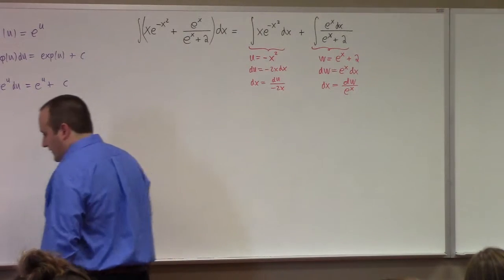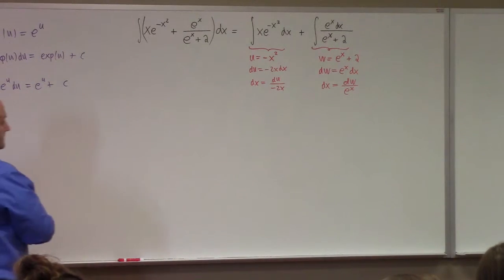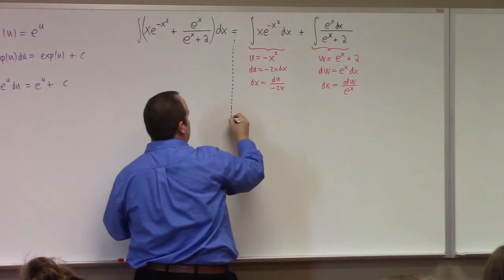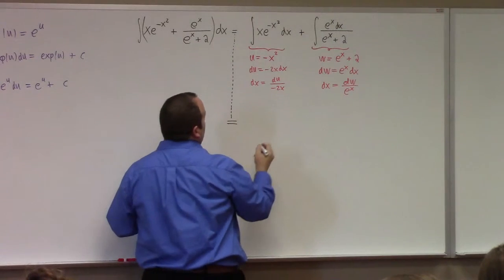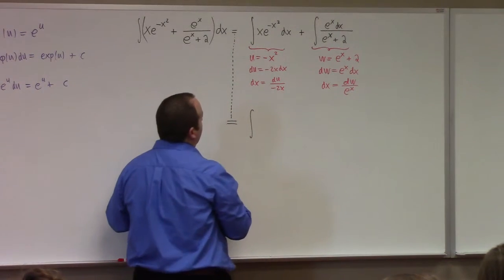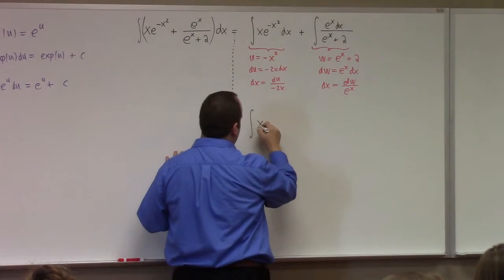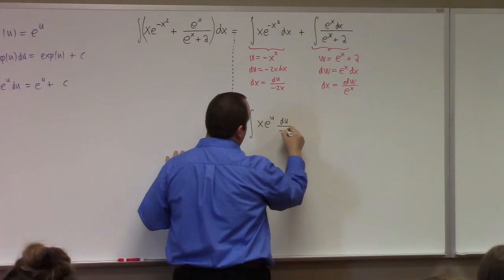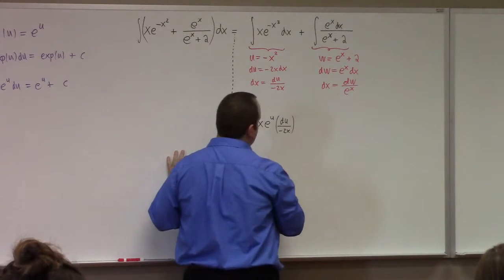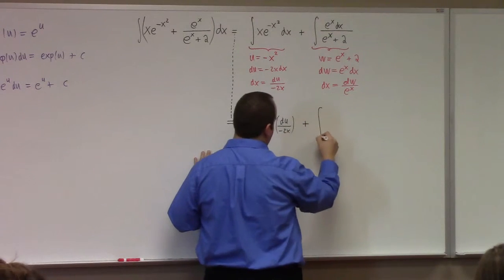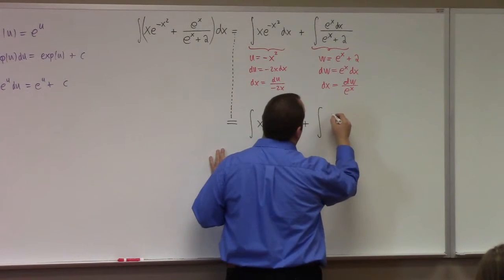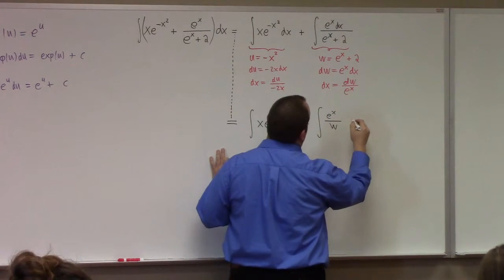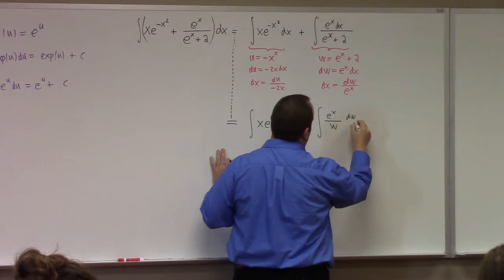So now let's see if our substitutions were wise. I usually draw some kind of dotted line here to illustrate that I'm connecting this equality, like so. And then I have the integral of what? x e to the u, and dx was du over minus 2x, right? Plus the integral of e to the x over w. dx was what? dx was dw over e to the x.